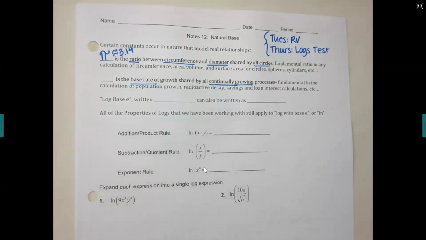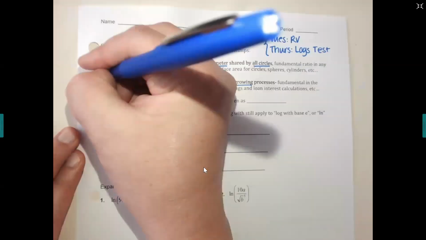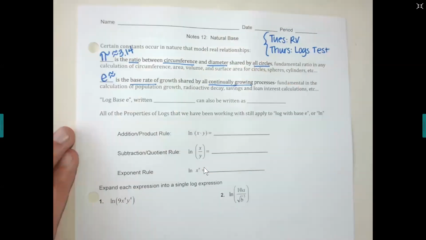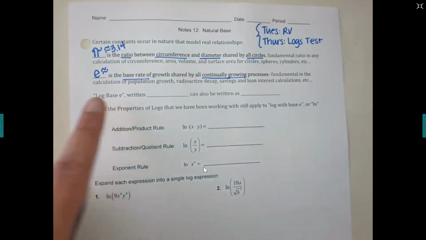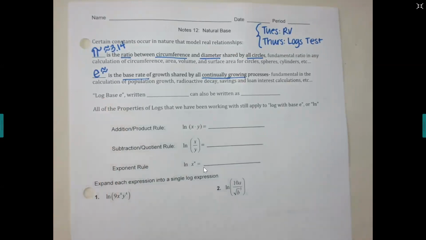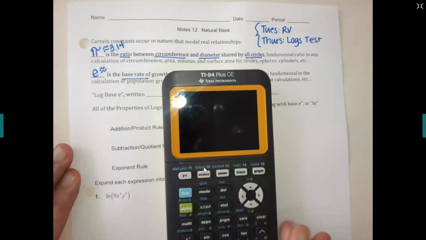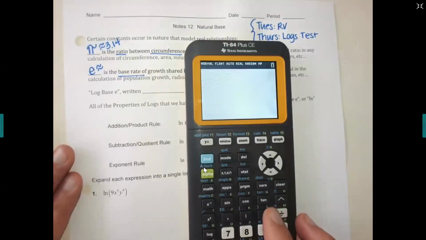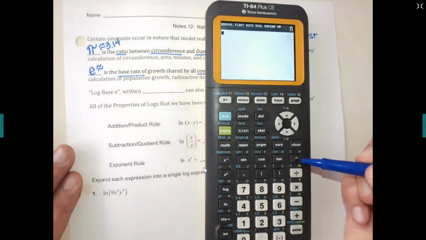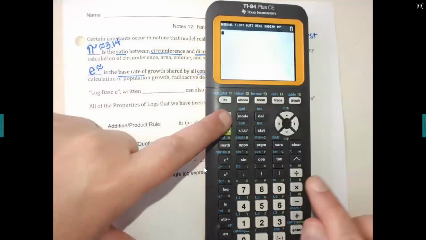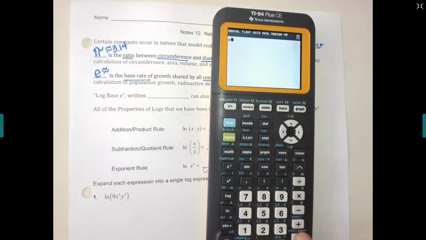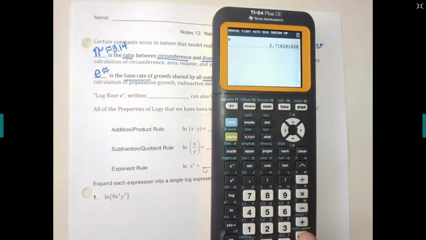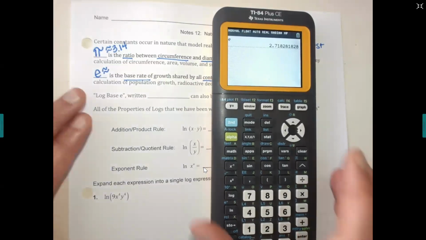X could be any number. It's not I, that's another good one though. E. Very good. So put E right here. Normally E is written lowercase. And then I want to show you where E is on the calculator. Look at your divide by button. Do you see it in blue? Pi is right above it, but to get to E, we're going to hit second divide by. And E is approximately 2.718.